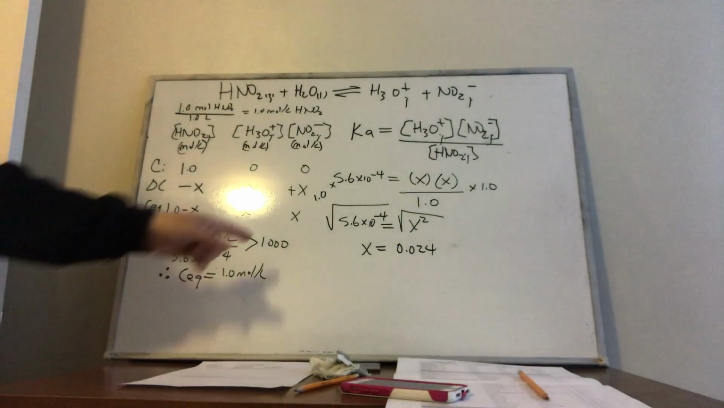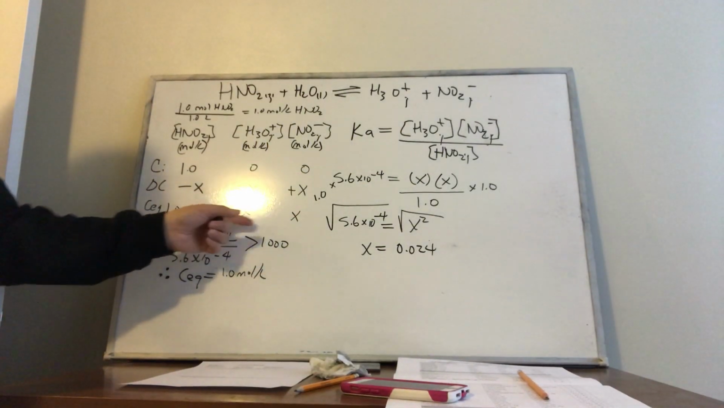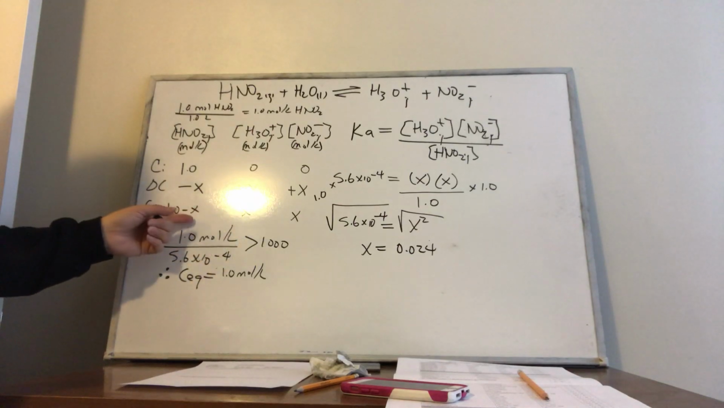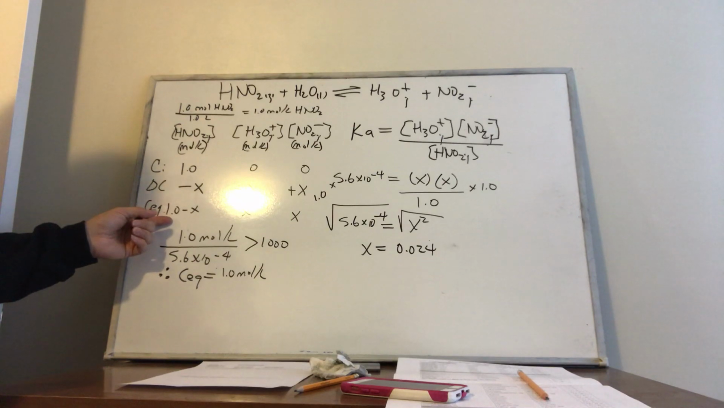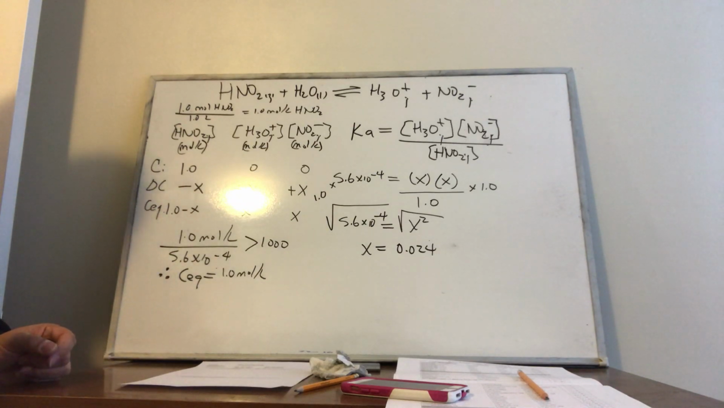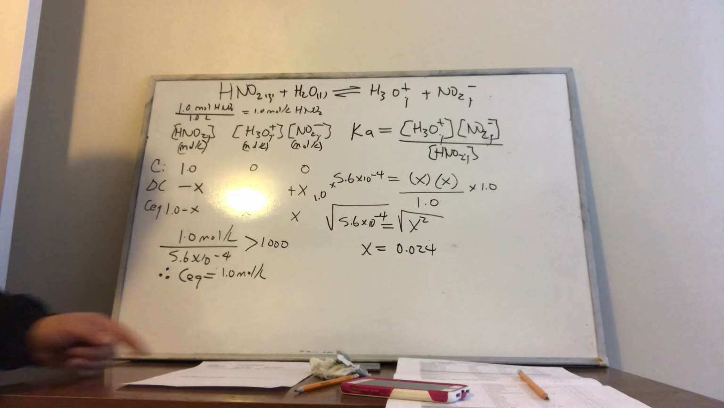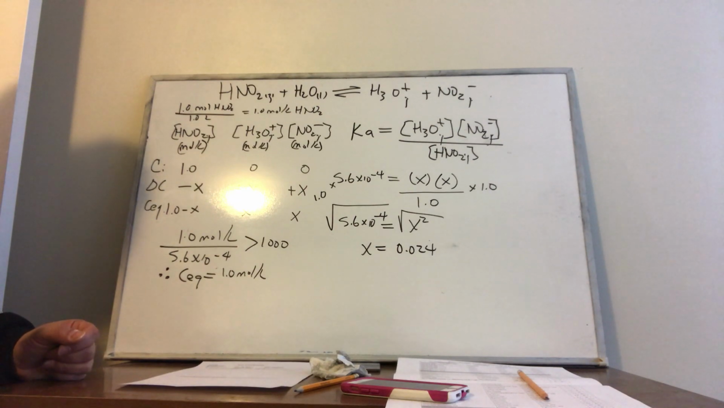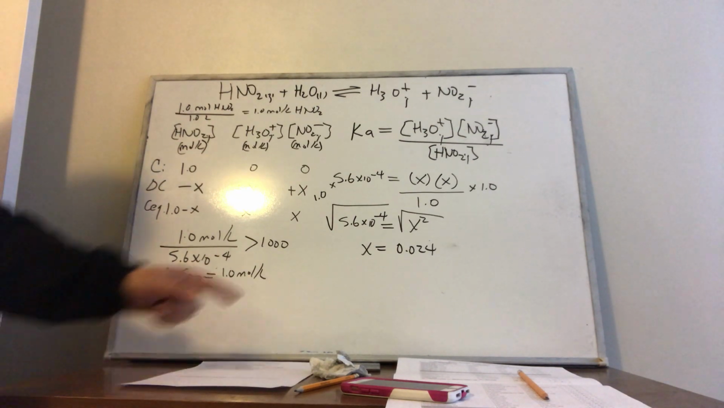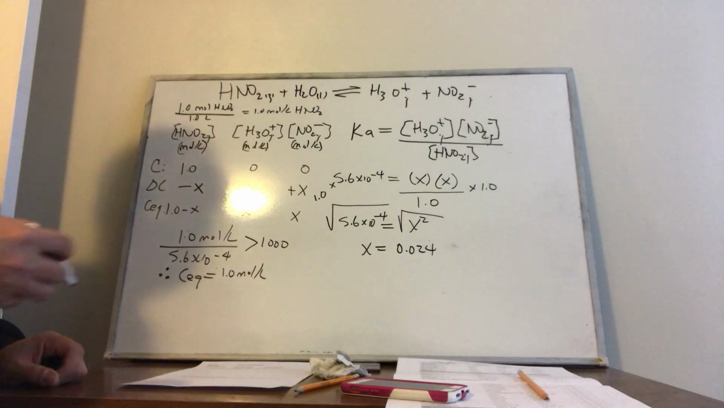So I know that my x value here is 0.024, this x value is 0.024, and this x value would be 0.024, and if I were to subtract it from 1.0, it would still round to 1.0. So now I haven't actually solved the question yet because it says, what is the pH of the solution? I now have a hydronium value, so I can declare that H3O plus equals 0.024 mole per liter.